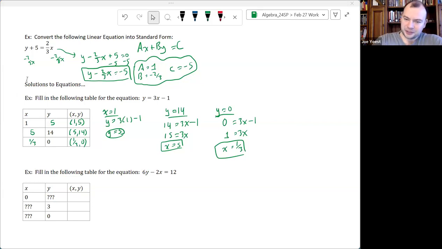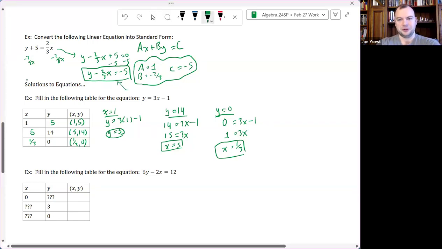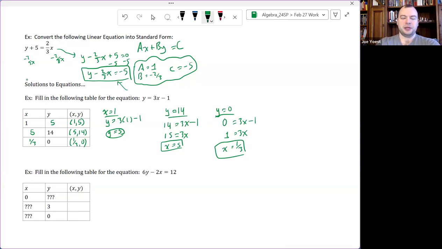Okay, it's about 5 minutes. So I worked through the first one up here, this problem converting into standard form. We want to convert into the form ax plus by equals c. We can get the x term over on the y term side. We could just move the y term also, I suppose. We could just subtract y from both sides. We could do it that way as well.